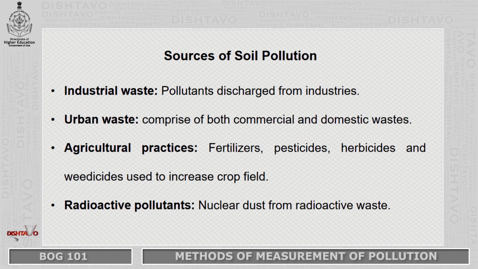What are the sources of soil pollution? Industrial waste, pollutants discharged from the industries. Urban waste comprises both commercial and domestic waste. Agriculture practices: fertilizers, pesticides, herbicides and weedicides used to improve crop yield. Radioactive pollutants, nuclear dust from radioactive waste.